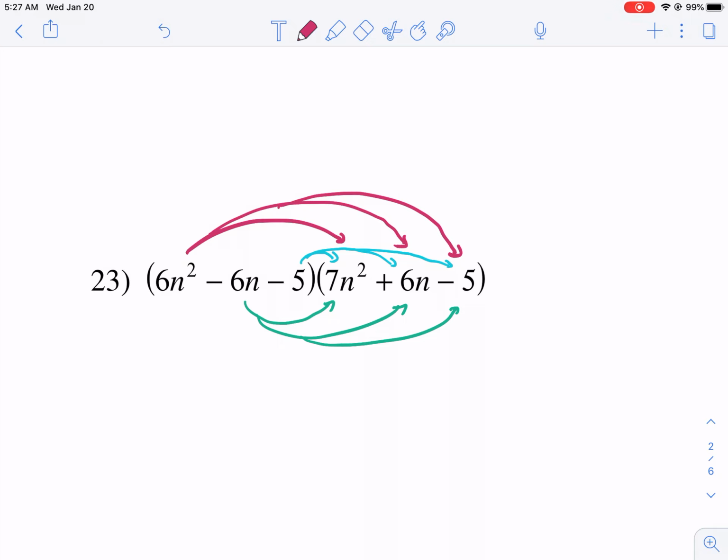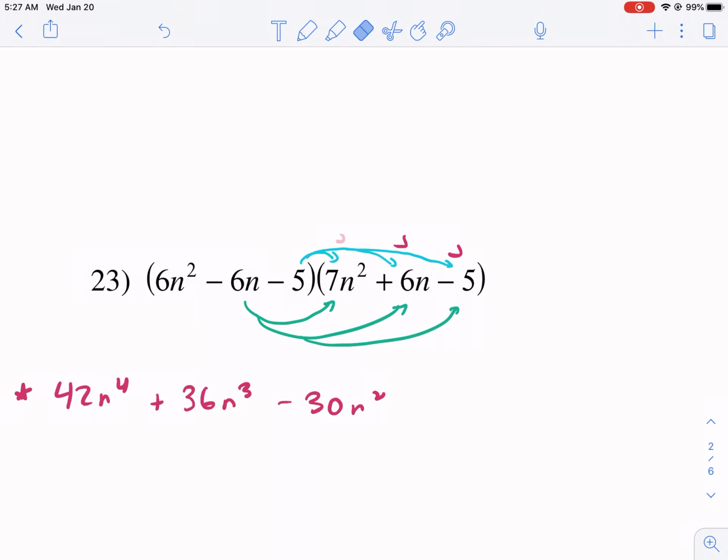I have 6n squared. I'm doing magenta first. So this is my first step. I'll just make a star, I guess. So I have 42n to the 4th, plus my second arrow, 36n cubed, third arrow, minus 30n squared. Okay, so I'm done with the magenta.